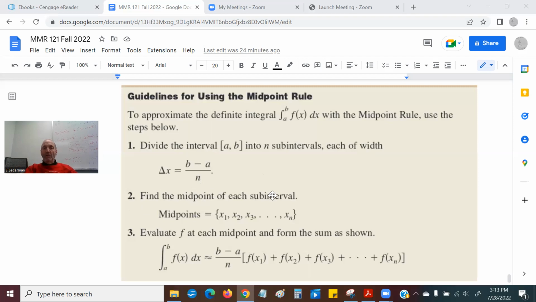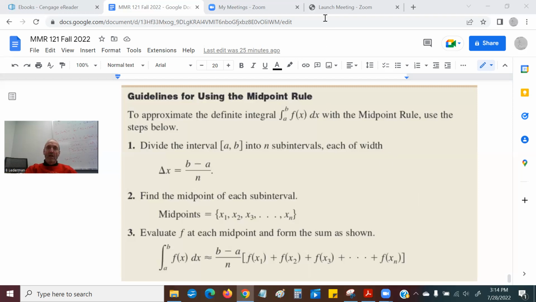Step two is we find the midpoint of each subinterval, which we did. Then we evaluate the function at each of those midpoints, add them all up, and multiply by that magic number, b minus a over n, which is the width of each rectangle. These numbers are the heights of each little rectangle, and this is the width. I'm able to factor out the width because the rectangles all have different heights, but the same width. So this is the general guideline for what we did in the previous video and what I'm about to do in this upcoming video.